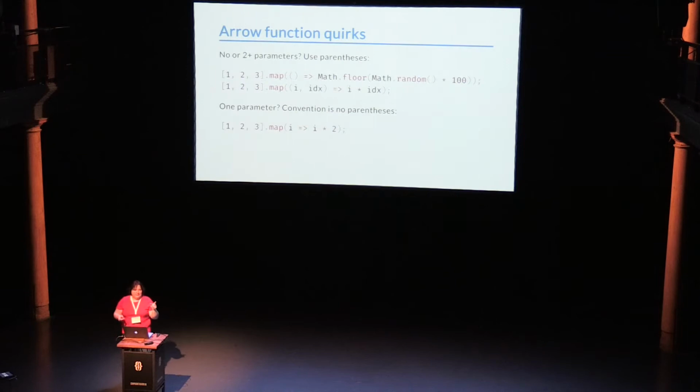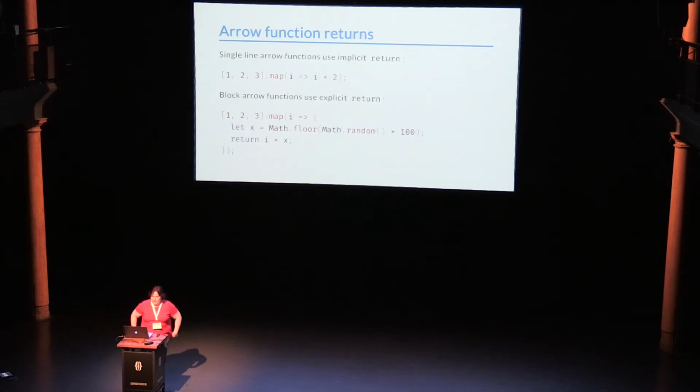There are some quirks. The syntax is a little bit fun. The terseness I really love when you're doing short functions. However, the convention is if you're only using one parameter, you don't have any parentheses. So on the bottom line there, i has no parentheses around it. Otherwise, you do have parentheses on either 0 or 2 or more. And returns. So the first one has no return token. So returns are implicit unless you're doing a block. So you need to do an explicit return there.